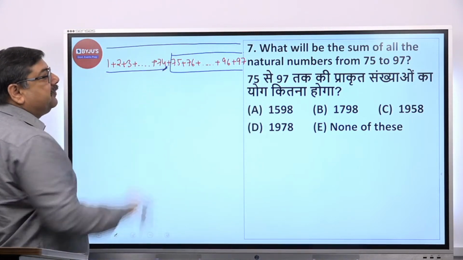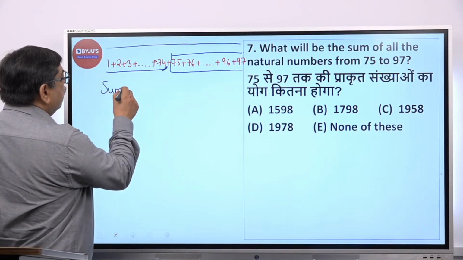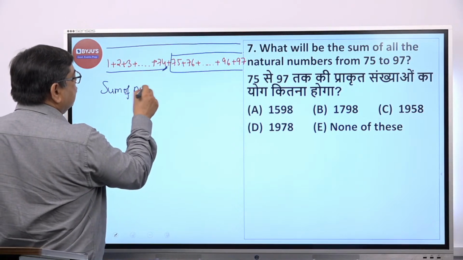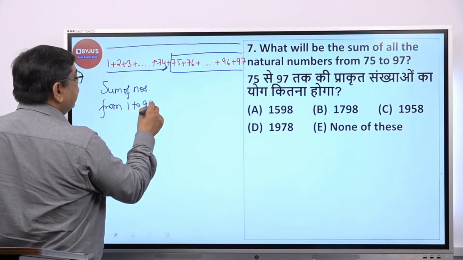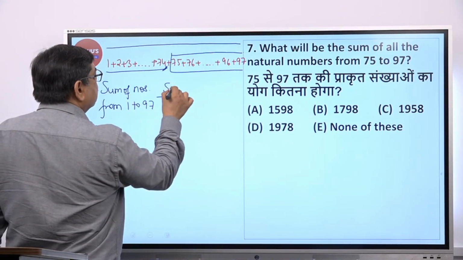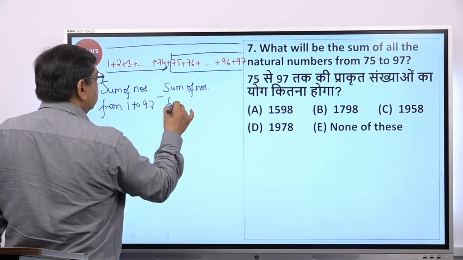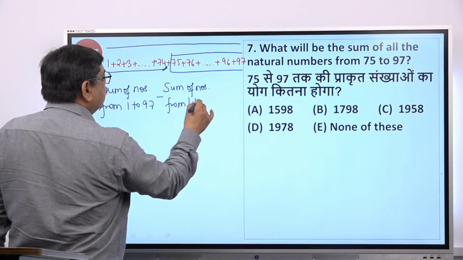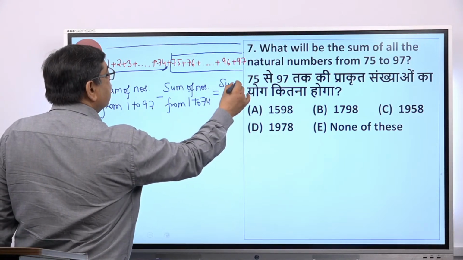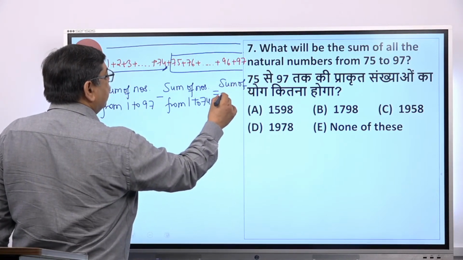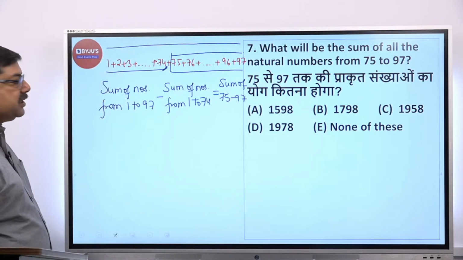So what is the sum of the first 97 numbers? I would say the sum of numbers from 1 to 97 minus the sum of numbers from 1 to 74, that being equal to the sum of numbers from 75 to 97. So what will be the sum of numbers from 1 to 97?